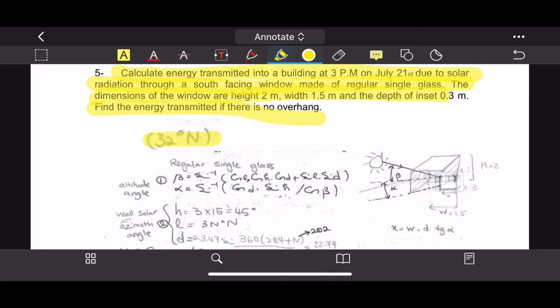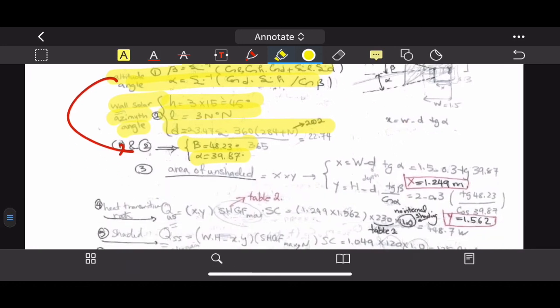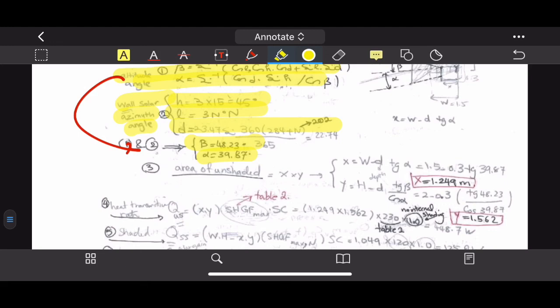We can use the equation. So the altitude angle is given by this equation, or I can just straight ahead give to you what beta and alpha are. So wall solar azimuth angle, H, L and D are given, and you get all these results. So you need to find the area unshaded, X and Y. So X is W minus D, D is depth, and Y is height minus depth. And you have your equation there, alpha and beta. You put all of them in, you get X is 1.249 and Y is 1.562.